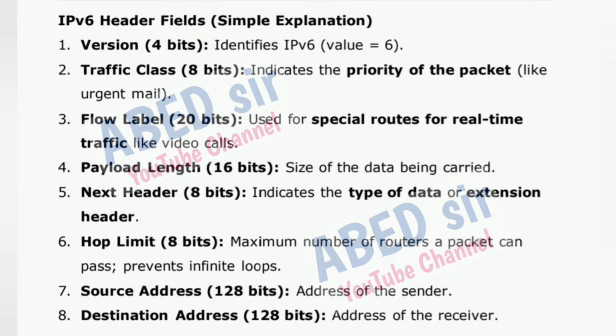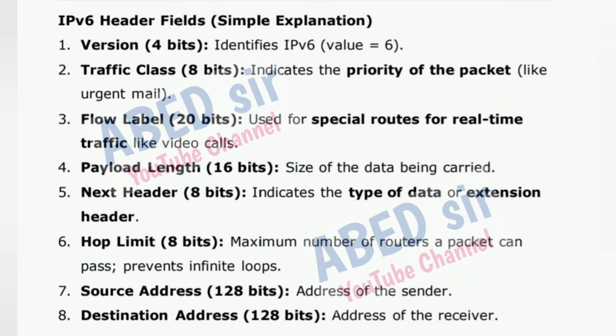1. Version, 4 bits, identifies IPv6, value is equal to 6. 2. Traffic class, 8 bits, indicates the priority of the packet, like urgent mail. 3. Flow label, 20 bits, used for special routes for real-time traffic like video calls. 4. Payload length, 16 bits, size of the data being carried.